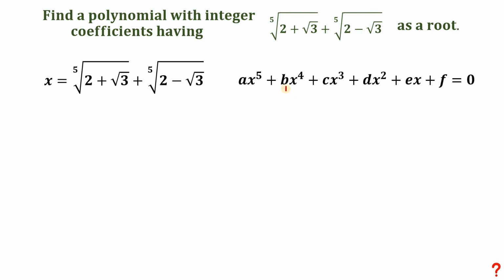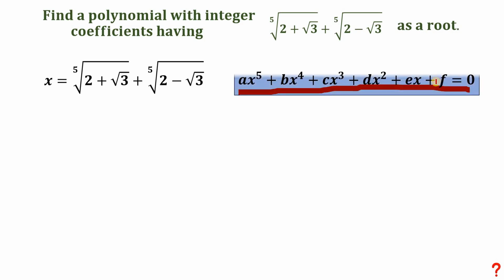We have ax raised to the fifth power plus bx raised to the fourth power plus cx cubed plus dx squared plus ex plus f equals 0, wherein a, b, c, d, e, and f are all integers. So, our goal in this question is this polynomial equation. So, how do we get this polynomial equation?